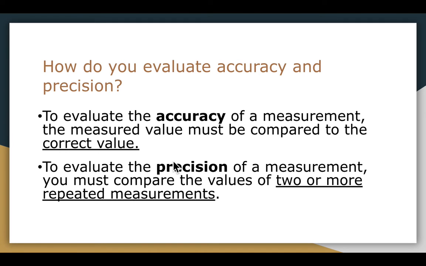Okay, so how do you evaluate accuracy and precision? To evaluate the accuracy of a measurement, the measured value must be compared to a correct value that you have found from a reliable source. To evaluate the precision of a measurement, however, you must compare the values of 2 or more repeated measurements. So you're comparing to see if your measuring device is giving you good reproducibility.